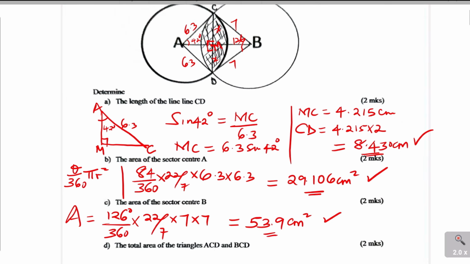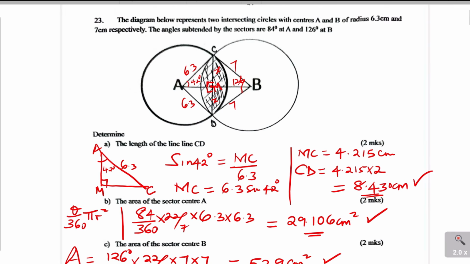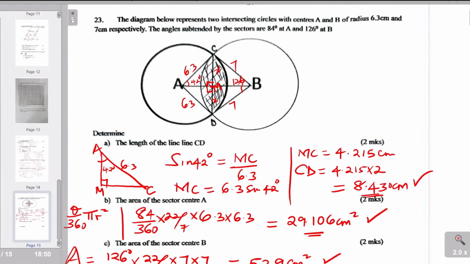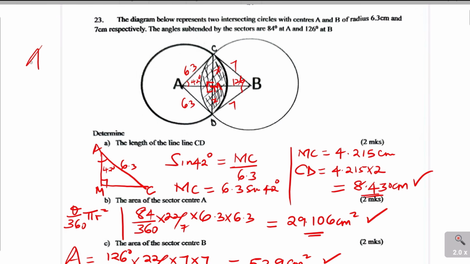Part D, the total area of the triangles ACD and BCD. So we have these two triangles here. We start with ACD. So we have the radius and the radius. Those are two sides and an included angle. We have an angle there. So the formula we are going to use is this formula. Area is equal to half AB sine theta, because you have two sides and an angle between, the included angle.